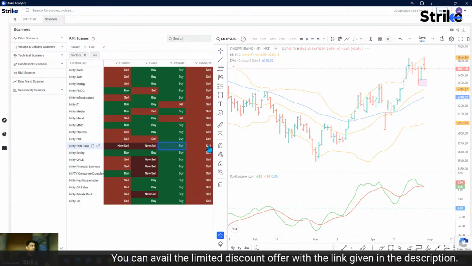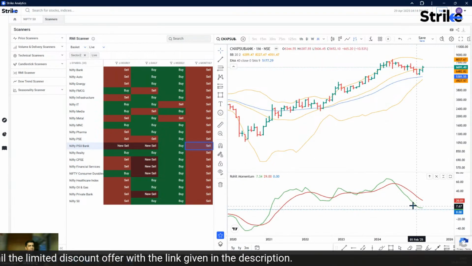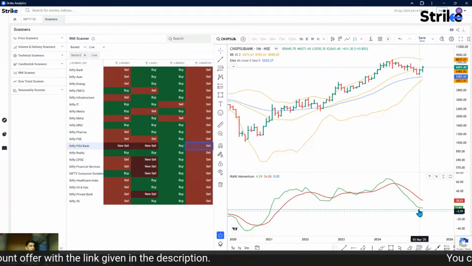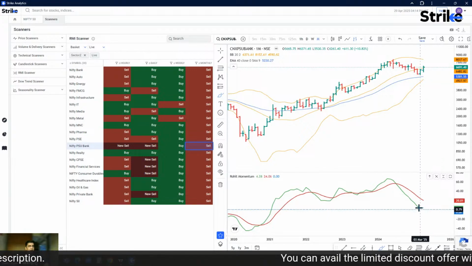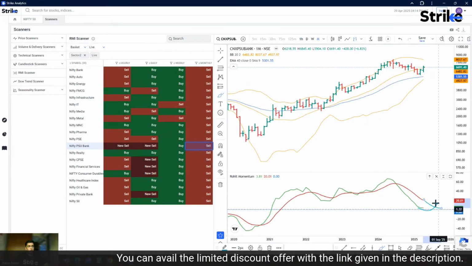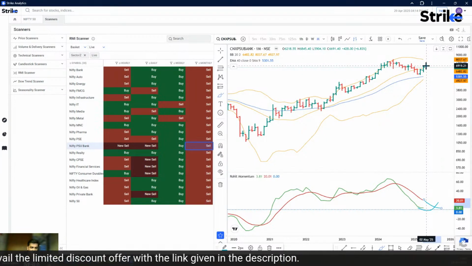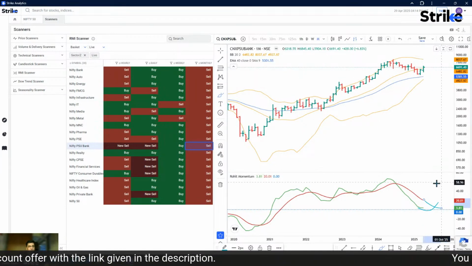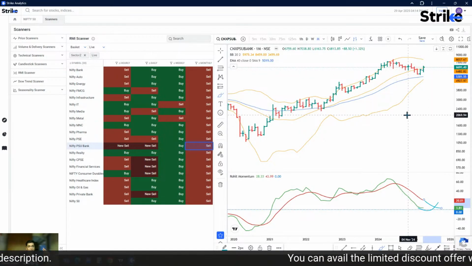And probably we will wait, on the monthly time frame chart, for RMI to touch the zero line and then go up and give a crossover, something like this over here. Whenever it happens, maybe this month is gone, in the month of May or June, if something like this happens, that would be a trigger to buy PSU bank stocks.